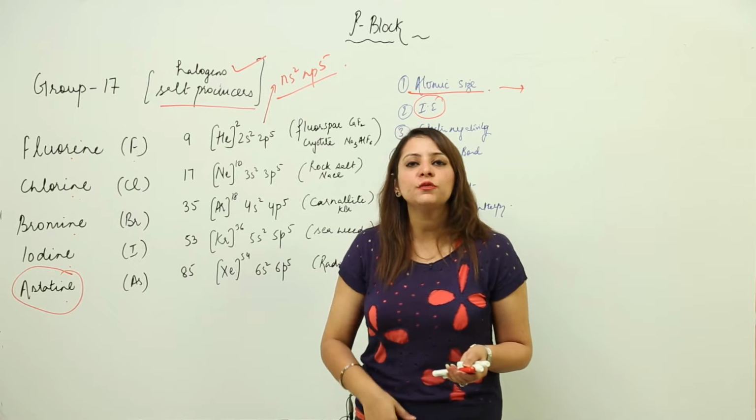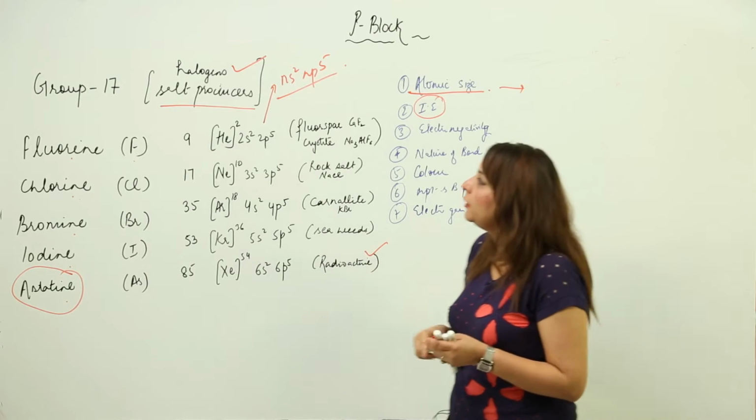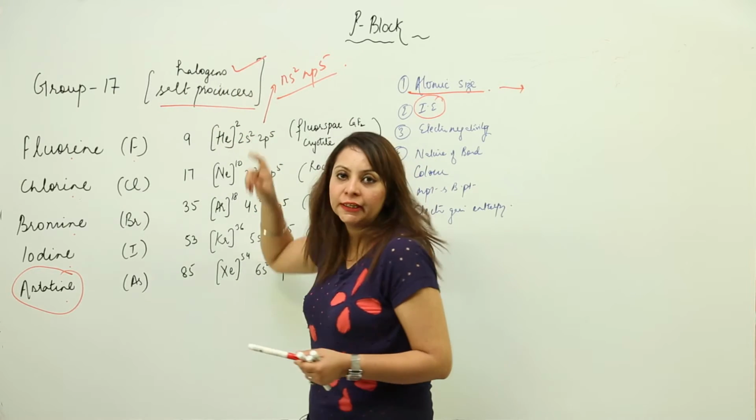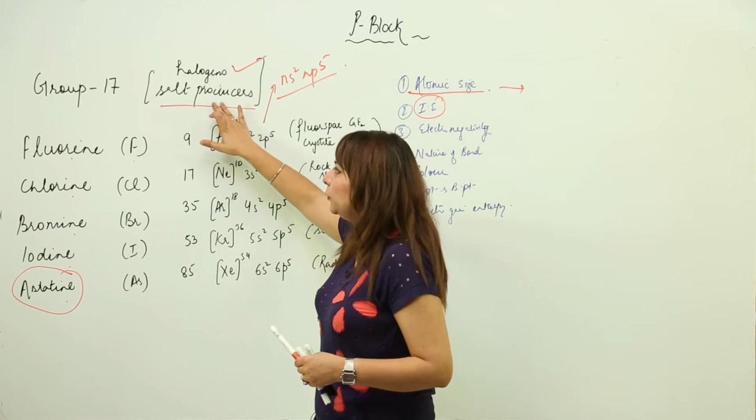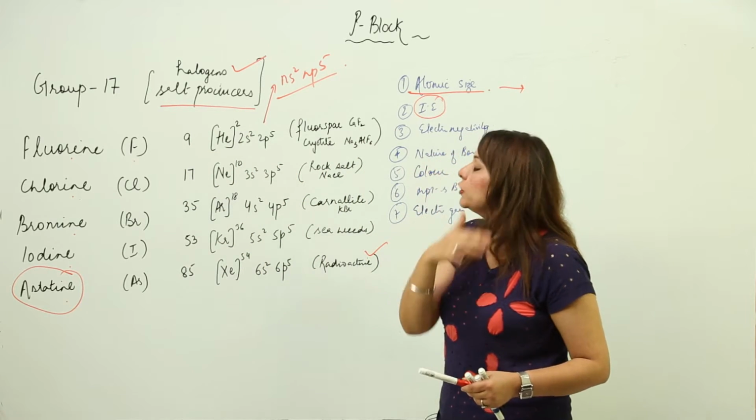Now we are going to start with the 17th group. If we talk about the name of the 17th group, all the members are called halogens. The reason behind that is they are salt producers, that means they are salt forming. So what are the members of group 17?